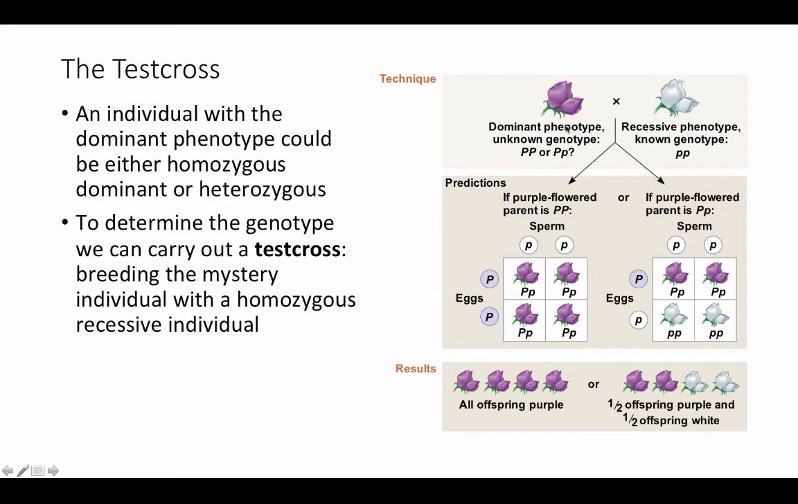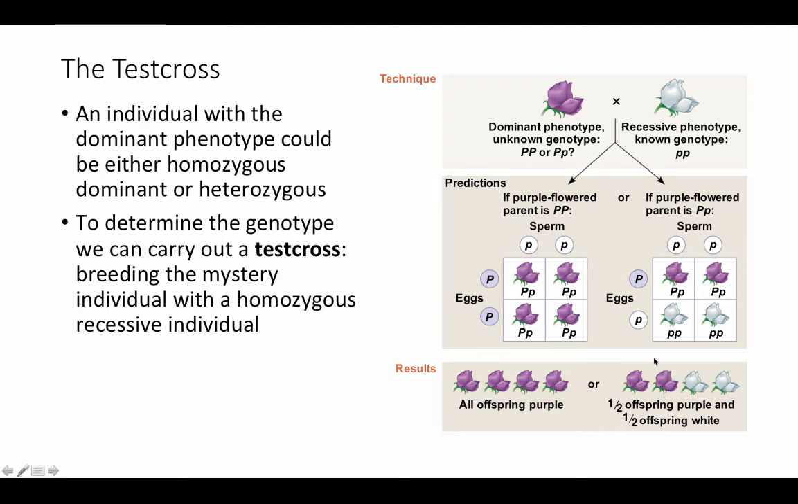If this is a homozygous dominant individual, you will get, from this test cross, all purple flowers, and you can use the Punnett square to verify that. We're hypothesizing that this is a big P homozygote. We know that the white flower is a little p homozygote, and so you get big P, little p, big P, little p, big P, little p, big P, little p, and of all of the offspring you expect only purple flowers.